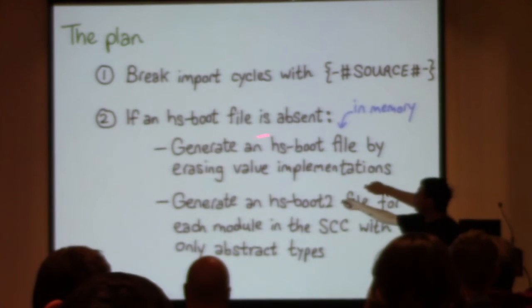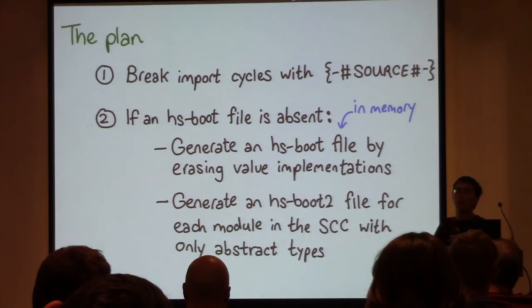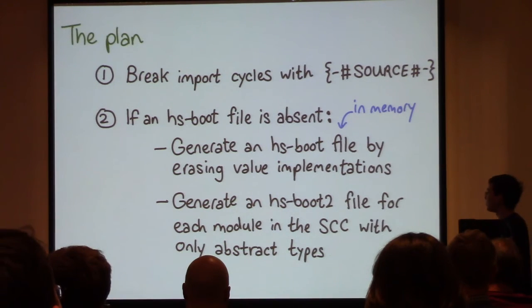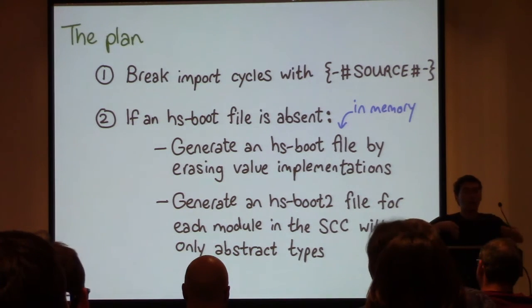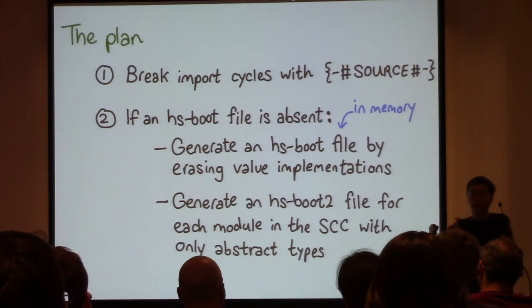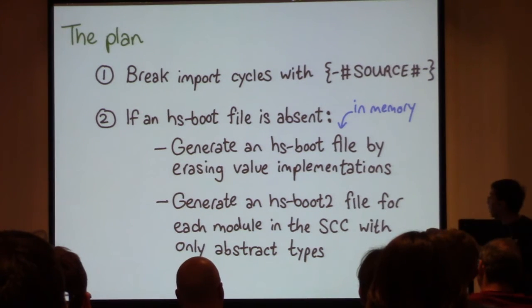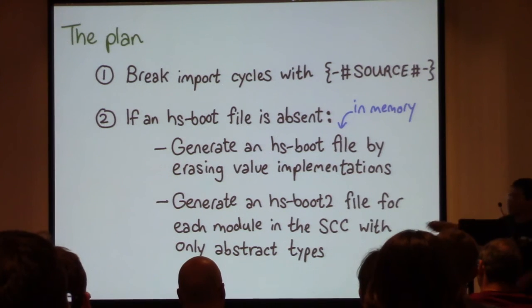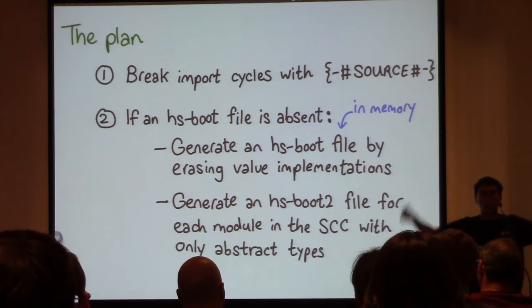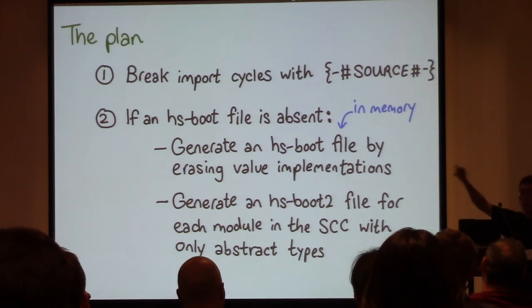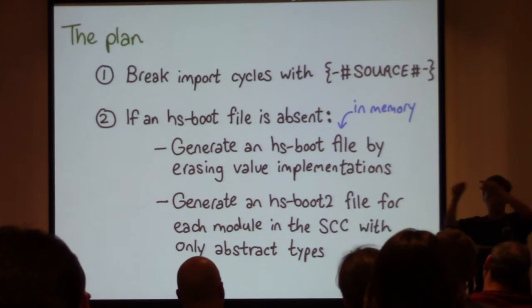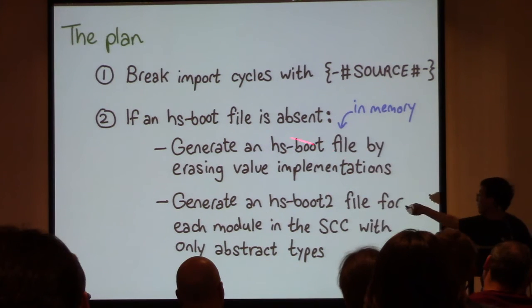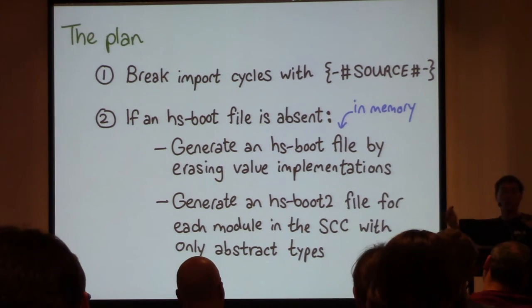And then if you didn't write an explicit HS boot file, because we want you to still be able to explicitly write these things if you are a red-blooded MLer, then we can generate an HS boot file by looking at the Haskell file and erasing all the value implementations. And then for every module in the strongly connected component, well, the module cycle, we generate an HS boot file, just containing the abstract types which our HS boot file might refer to. And that's all the extra things.